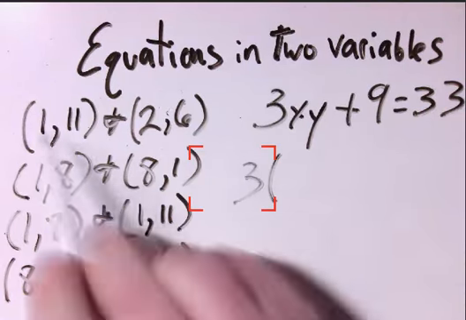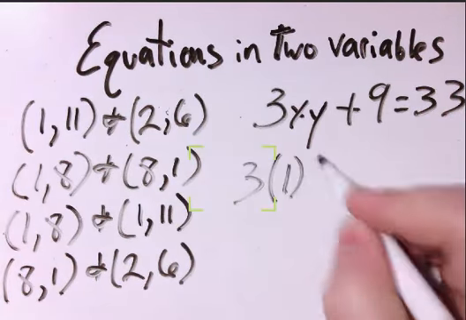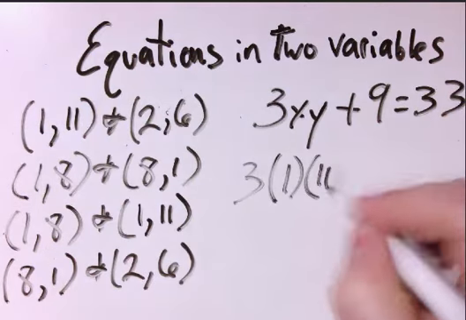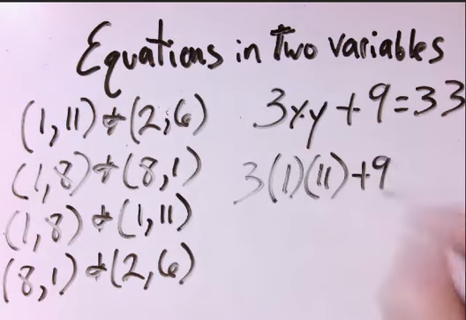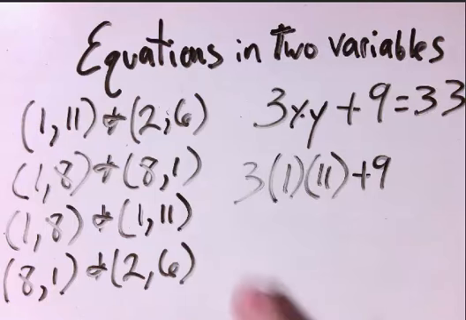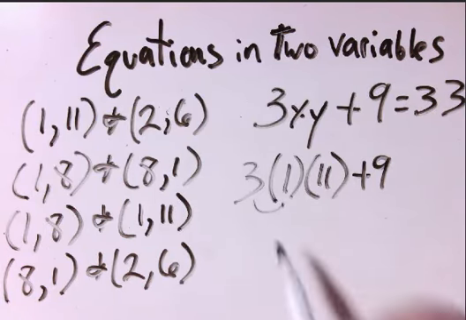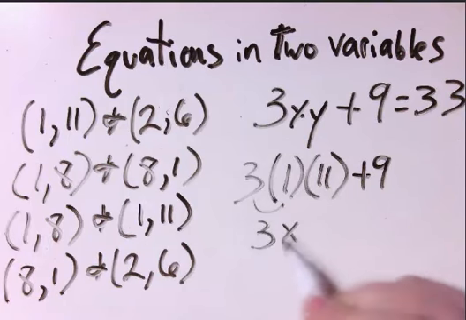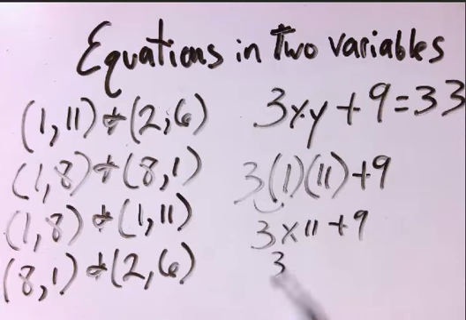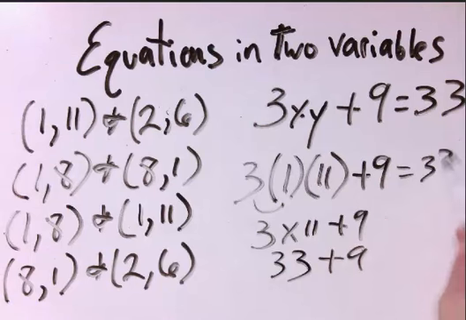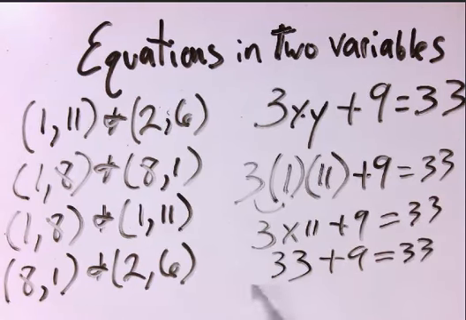And for x, we're going to put in 1, and for y, we'll put in 11 plus 9. So we know that this is going to give us 3. So then this is going to be 3 times 11 plus 9. This is going to give us 33 plus 9. We automatically know, since it's supposed to just equal 33, that if you have 33 plus 9, there's no way it's going to equal 33.